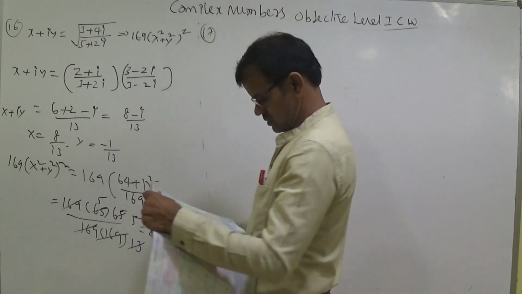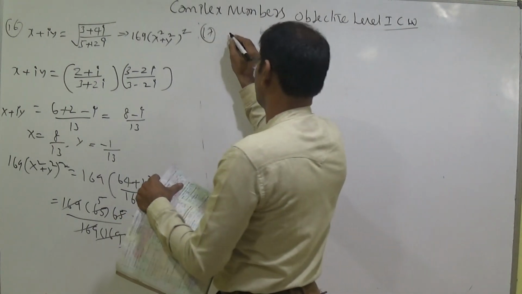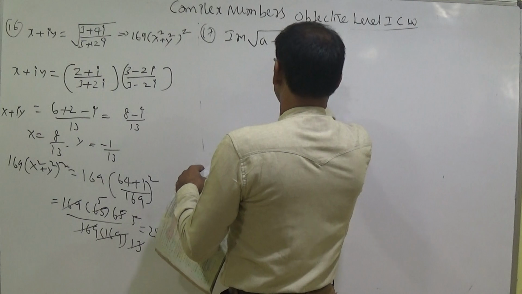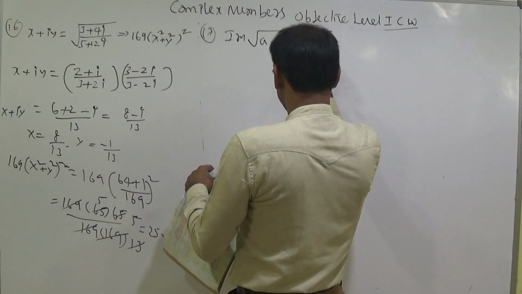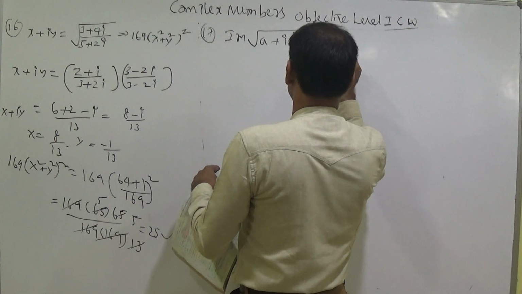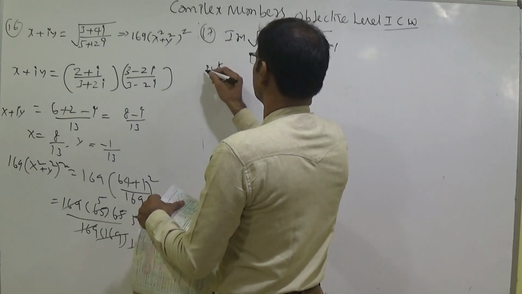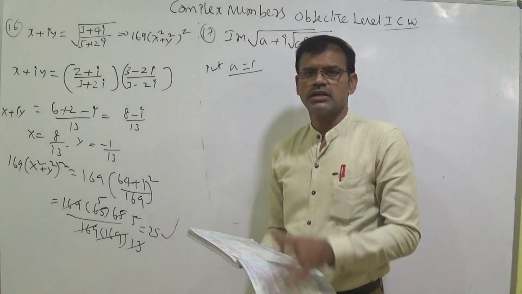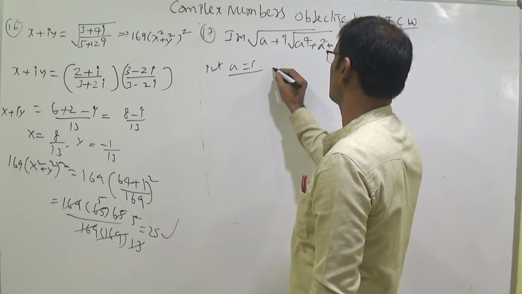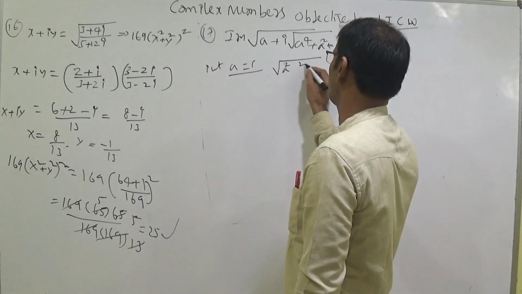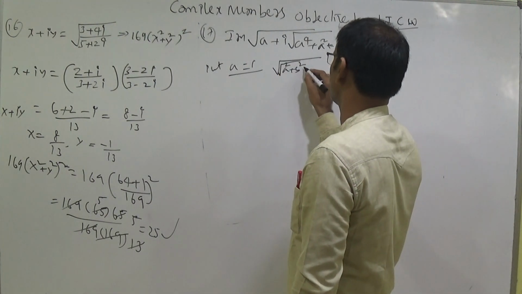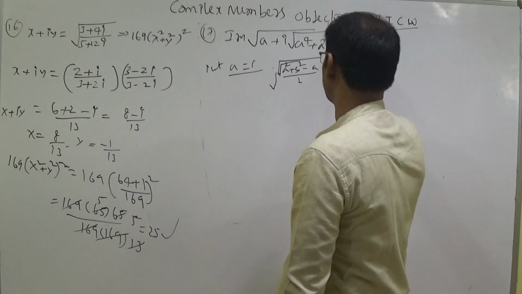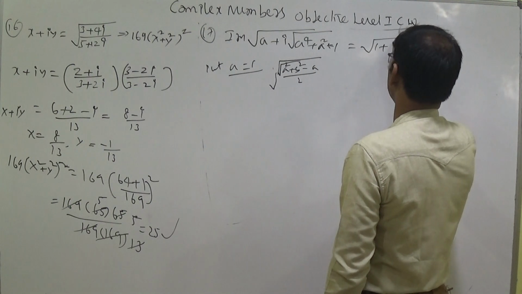Seventeenth question. Imaginary of root of a plus i into root of a power 4 plus a square plus 1. Shortcut is there, put a is equal to 1. So what is the value of root? Imaginary he is asking. So whenever plus is there, you can write here the formula root of a square plus b square over root minus a by 2, full root. So put a is equal to 1, it becomes 1 plus i root 3.